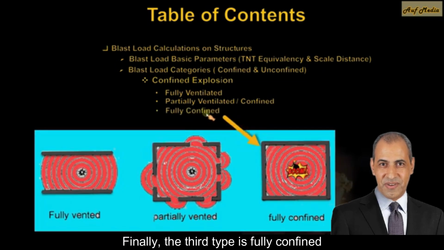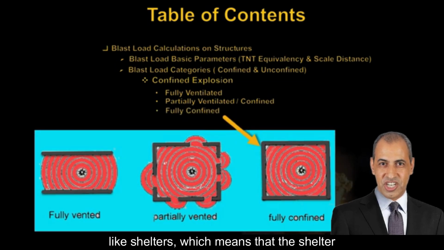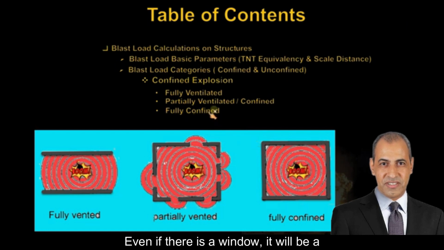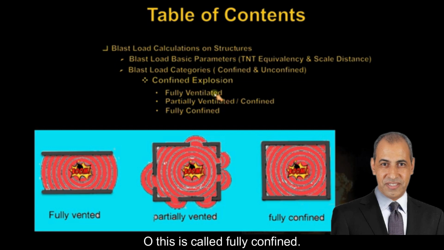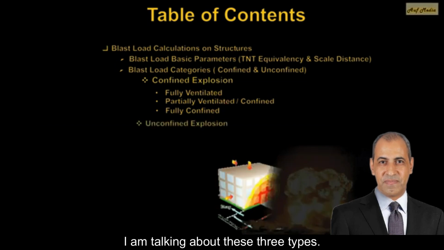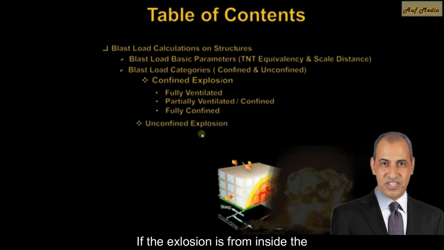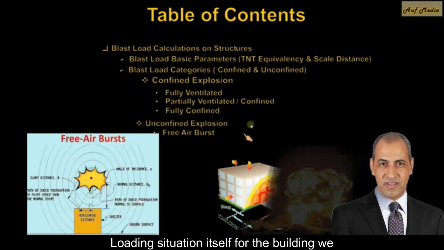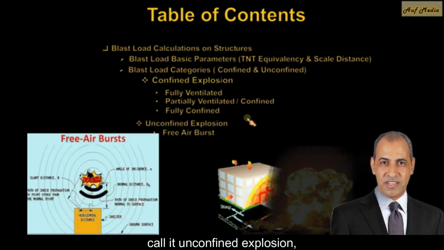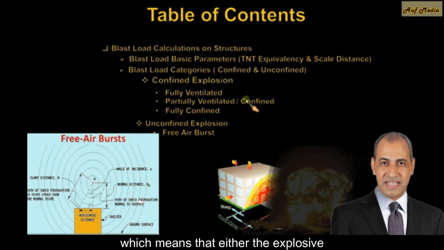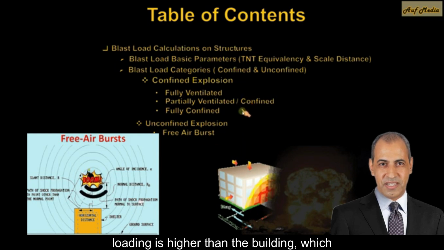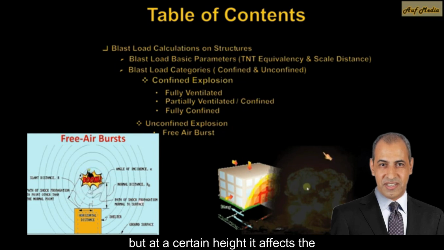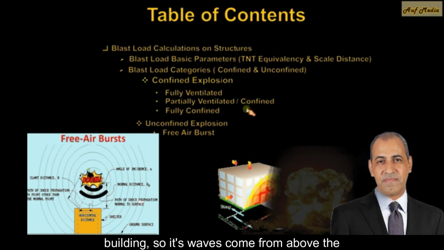The third type is fully confined, like shelters, which means that the shelter is completely closed from all sides. Even if there is a window, it will be a small window. So this is called fully confined. I am talking about these three types if the explosion is from inside the building. There is another classification, which is the classification of the loading situation itself for the building, called unconfined explosion. The first case is when the explosive load is higher than the building, far from the building in the sky above, but at a certain height it affects the building, so its waves come from above the building.